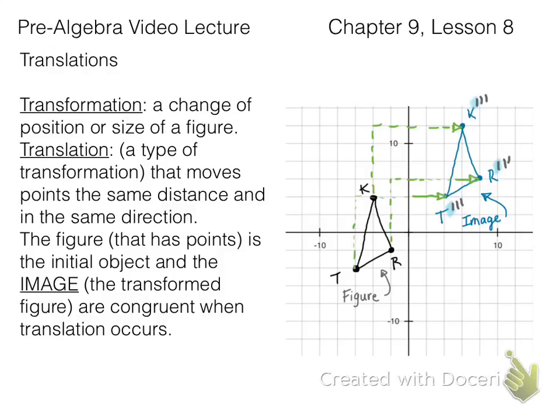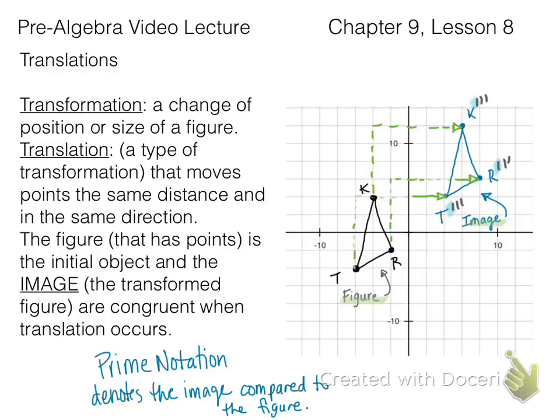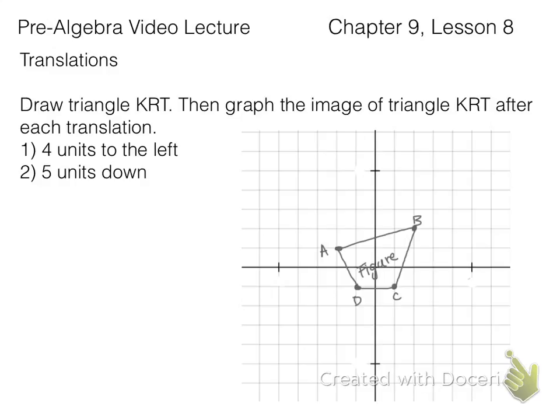If you move it after that, you're going to have a double prime notation. And then if you move it a third time, you have triple prime notation. Okay? So make sure you pay attention to the little marks that are above the letters. They're going to tell you what the figure is, because the figure doesn't have them, and what the image is, because the image does have them. All right, so that is prime notation, and it denotes the image compared to the figure. All right, so let's go ahead and practice some translation together.